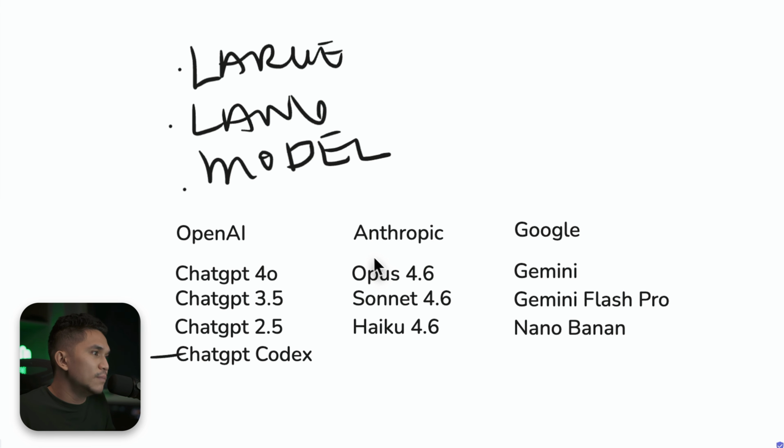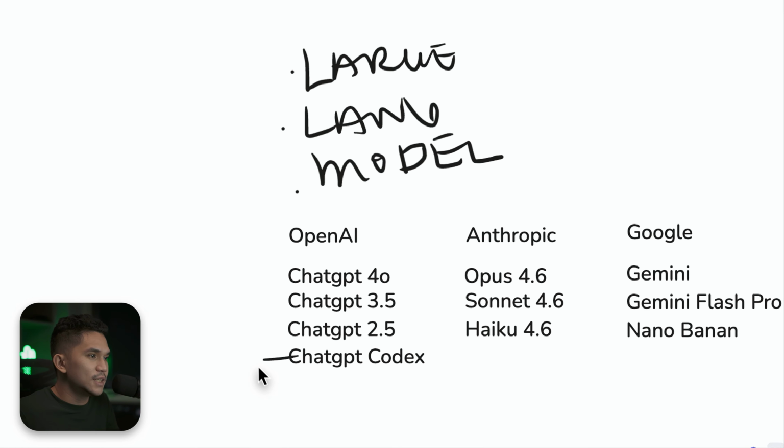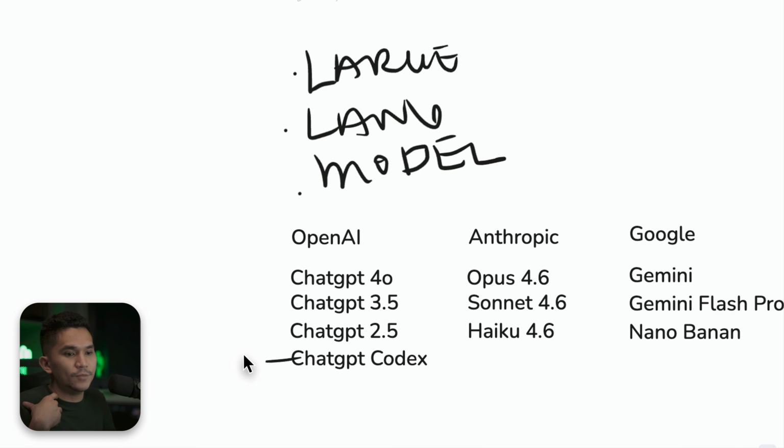Anthropic, one of the best models when it comes to logic right now. We have Opus, which is the smartest one in the market right now. Sonnet is a day-to-day thing that you use, Haiku, and so much more. Google has Gemini. Google has Gemini Flash Pro, Nano Banana, and each of them, essentially, if you're teaching different people, they have different responses to things.